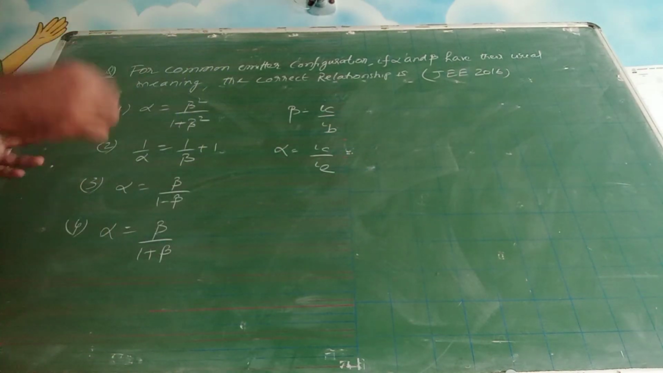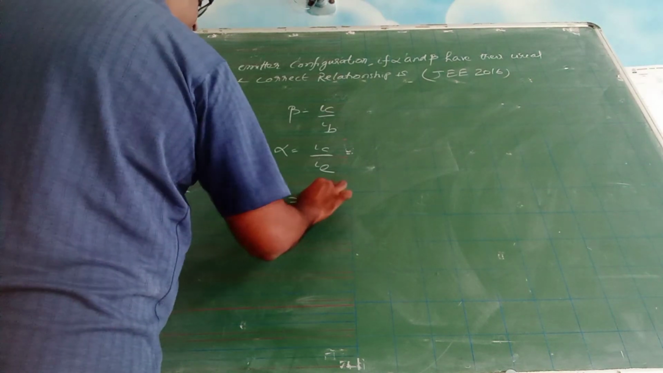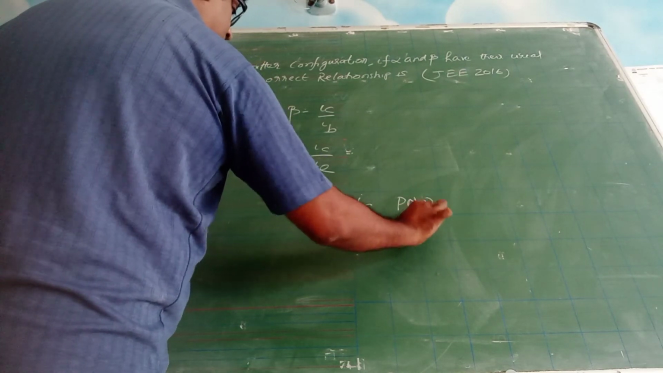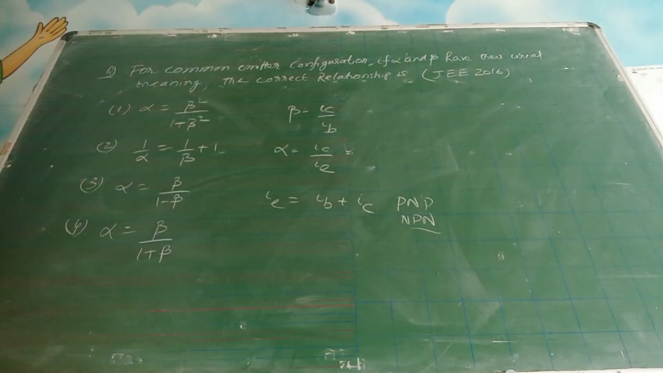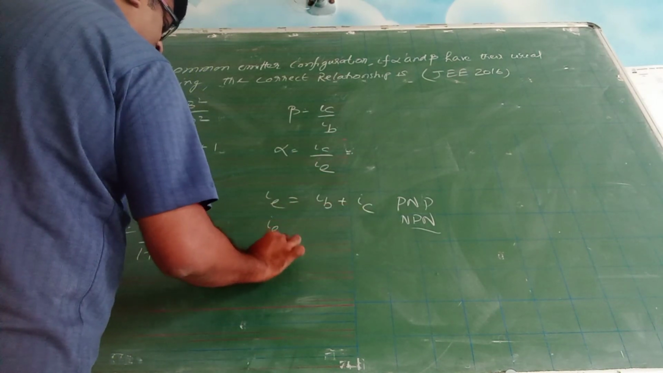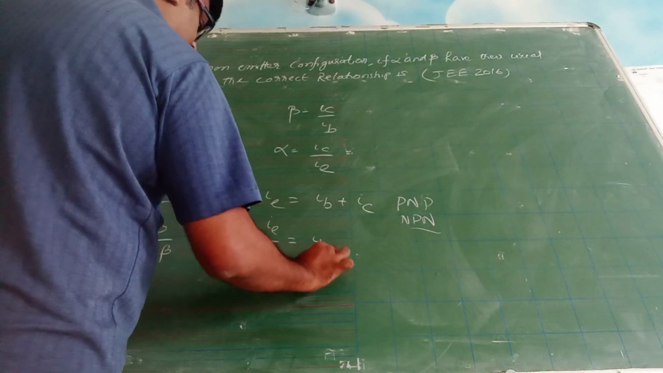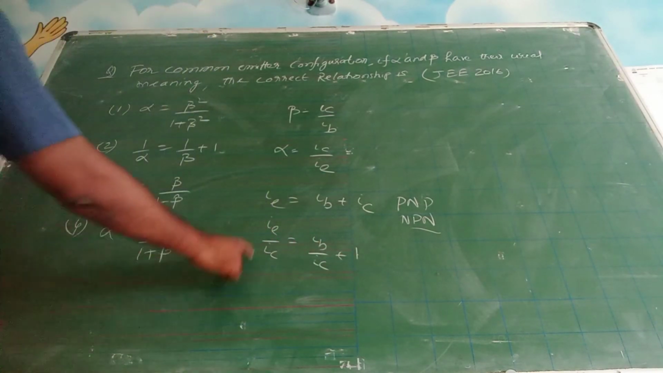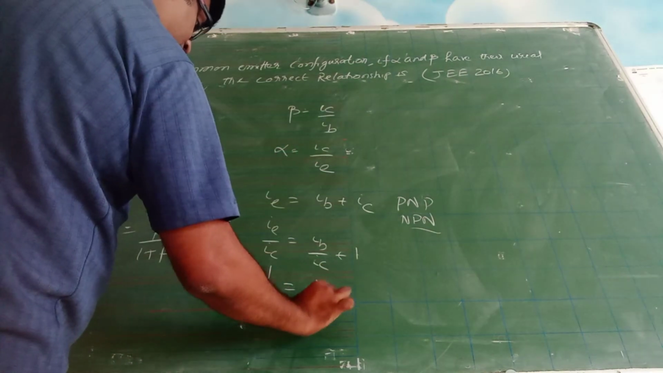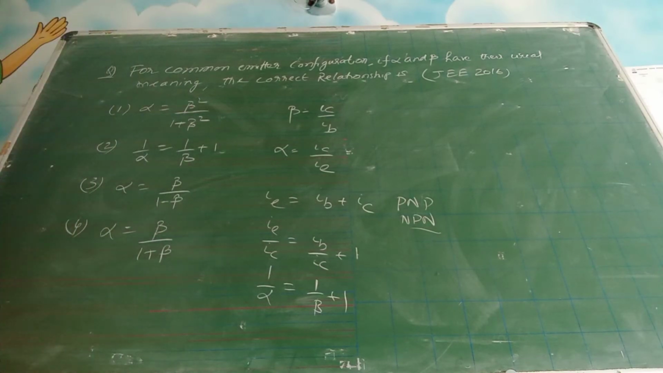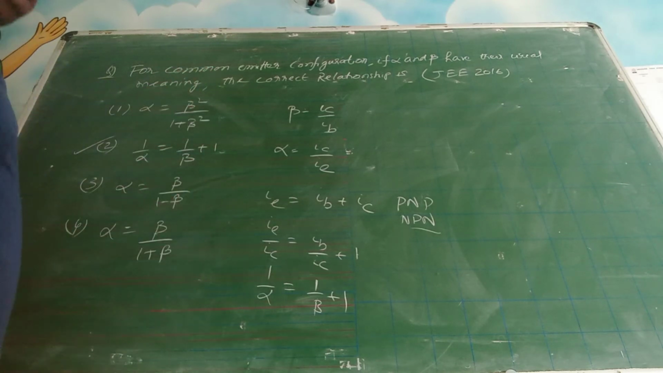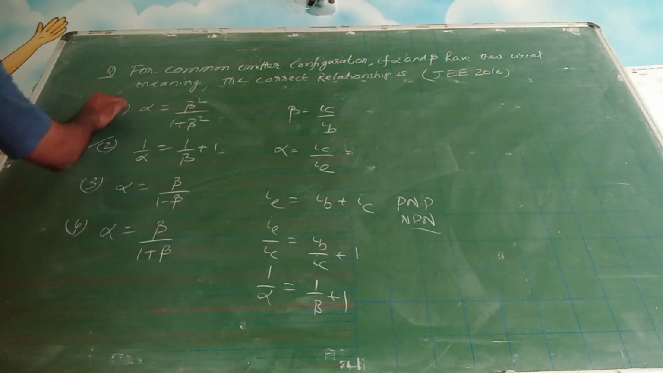And you know this relationship that IE is equal to IB plus IC, whether it is PNP or NPN. I have proved both cases that it is the same thing. So divide both sides by IC. IE by IC is equal to IB by IC plus 1. So this is 1 upon alpha, and this is 1 upon beta plus 1. So this option is right. What is this option? Here there is a beta square. There is no beta square, so this option is wrong.